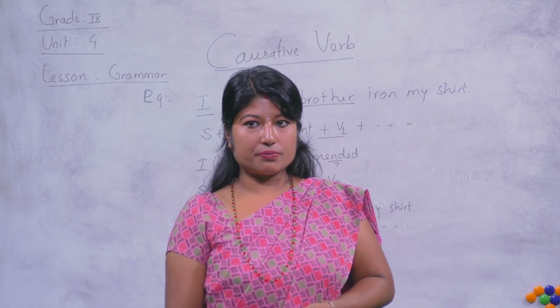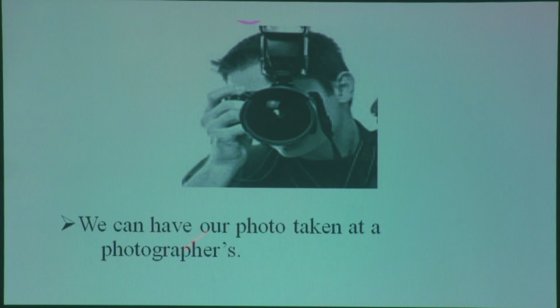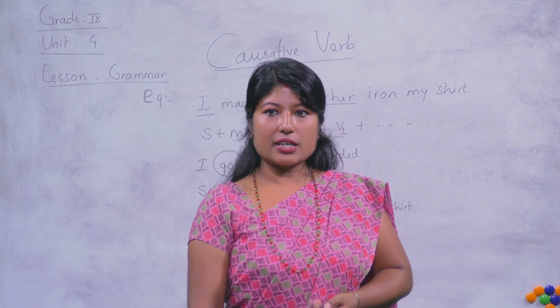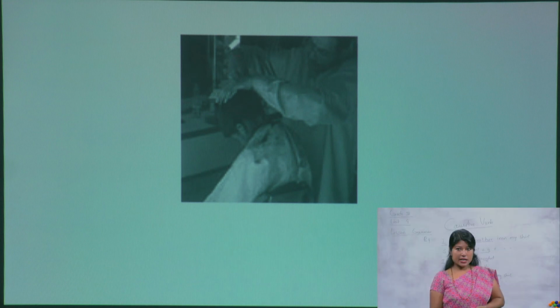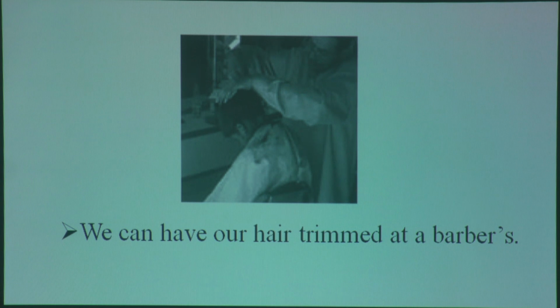Next picture. Okay, there's a camera and the person is clicking a photograph, so he must be a photographer. We can have our photo taken at a photographer's. So okay, this picture is not so clear in your book. Okay, the person is cutting the hair of a small boy, so he is a barber. So we can have our hair trimmed at a barber's.